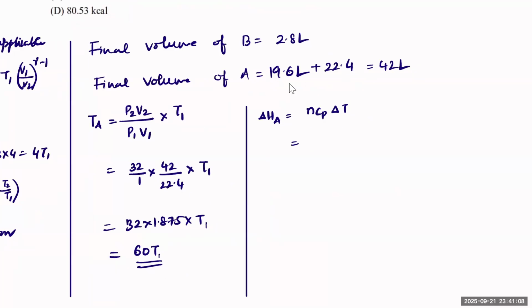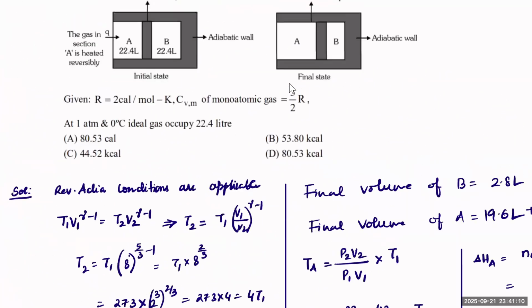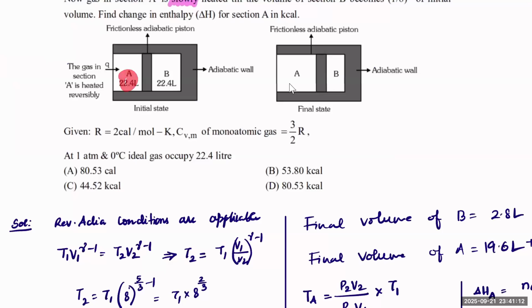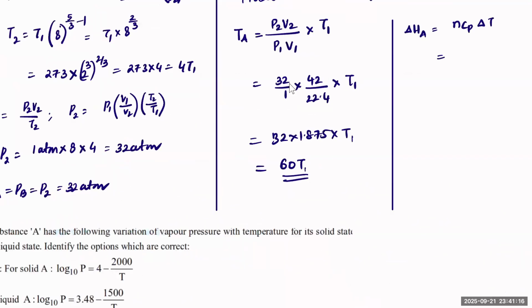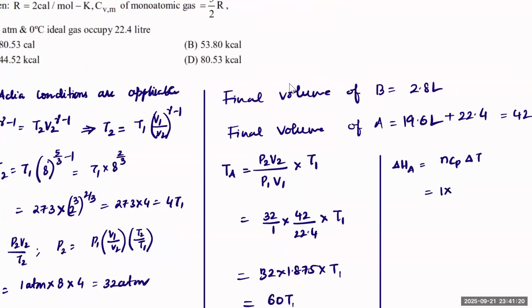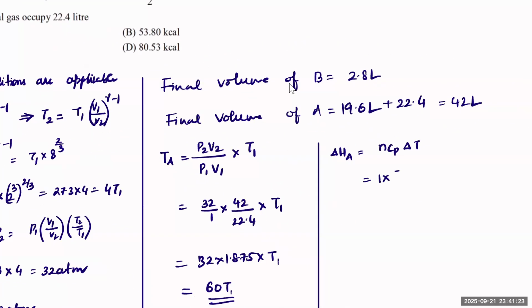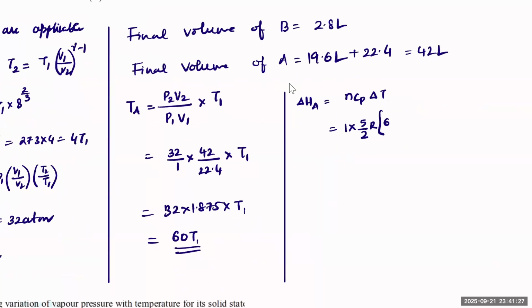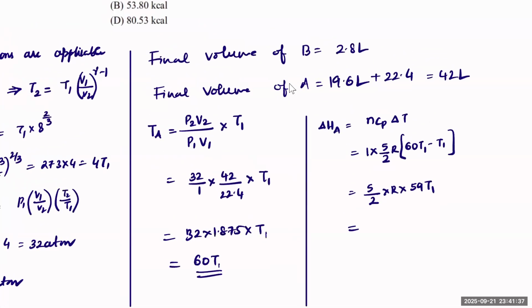In fact, 22.4 is given. You can clearly make out that at 1 atm and 0 degrees centigrade, there will be 1 mole only here. So it is 1 mole into the Cp value. Because it is a monoatomic gas, Cp is 5 by 2 R, into T2 which is 60 T1, minus T1. So that is equal to 5 by 2 into R into 59 T1. This is the value you will get.